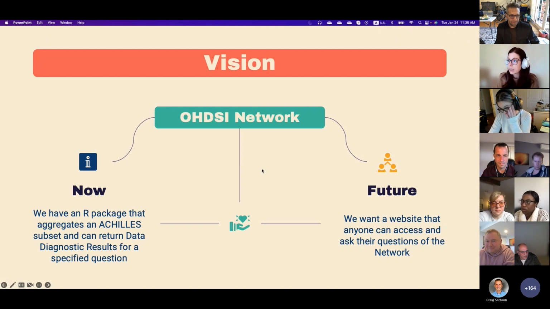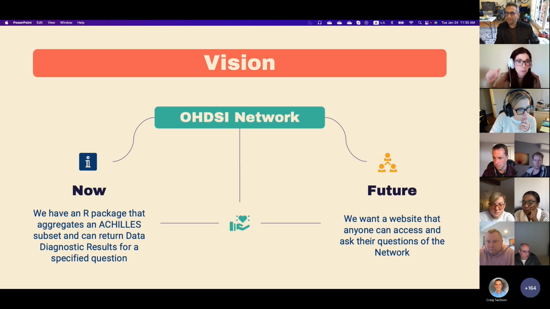So what our vision is, right now we have this R package that generates an Achilles subset and returns the results, and we can look at this Shiny app. But in the future, what I'm really thinking about, and what I've talked with some of the steering committee members about, is what if we had a website where you can actually input all of these different values? What ages, what genders, what calendar time do you want? What's your T, your C, your O? And really just return for you very quickly all the different databases in the network that would meet your needs.